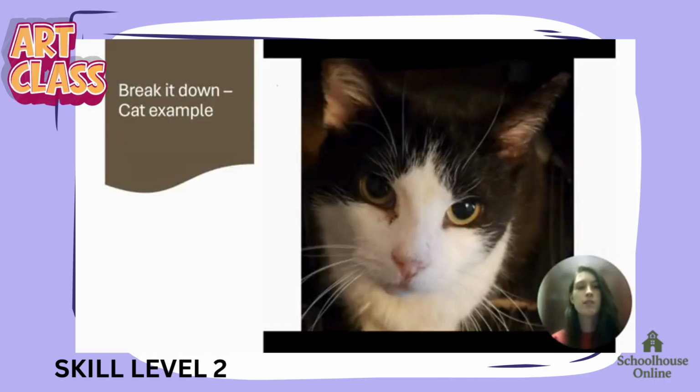I wanted to give you guys an example of what I mean when I say breaking down pictures into their simple shapes. This is a picture of my sister's cat. Her name is Marie, and I thought that she would be great for this example.